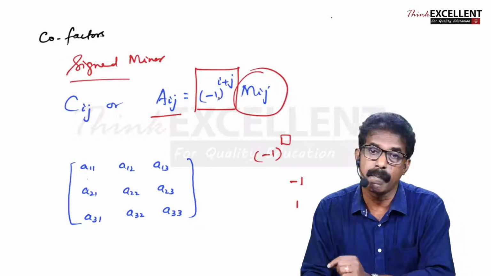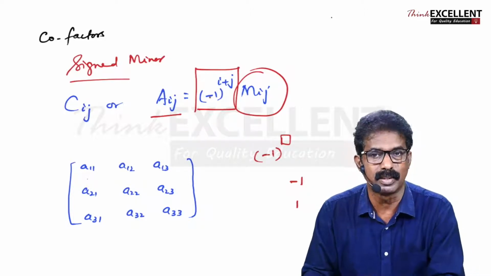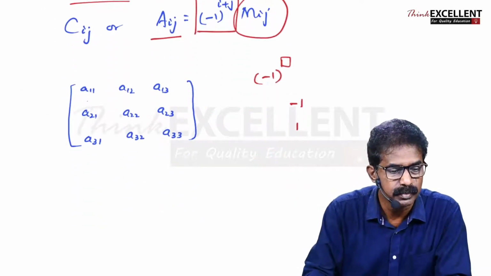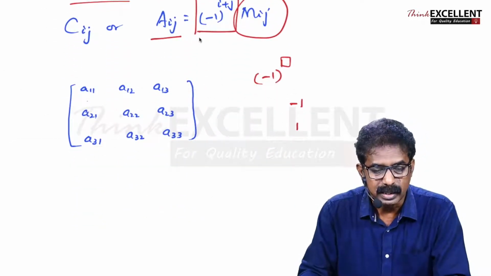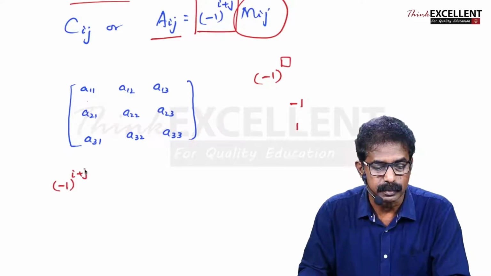After that you are going to write the minor only, right? So that is why the cofactor is the signed minor. We are going to write the minor, but we look into the sign also. See how to check the sign. You know the position: minus 1 raised to i plus j.